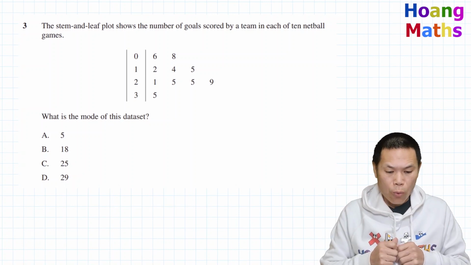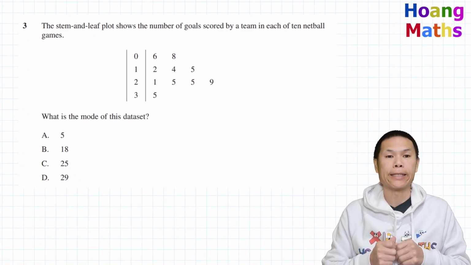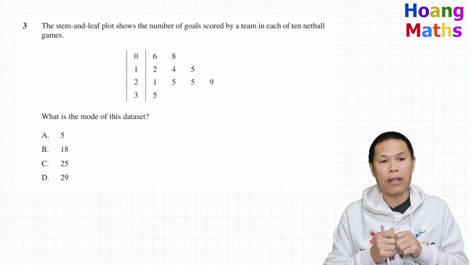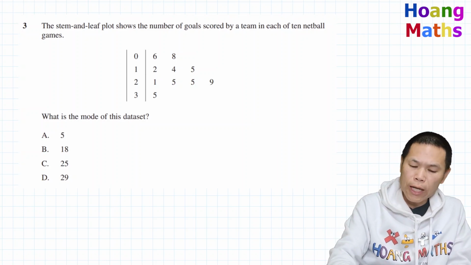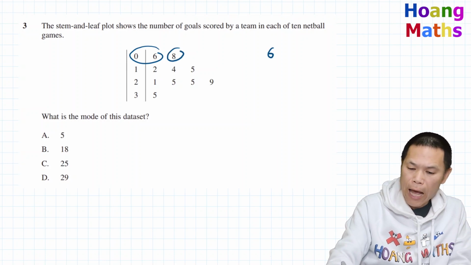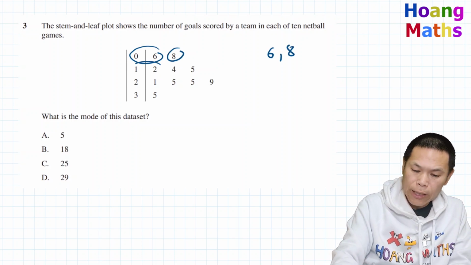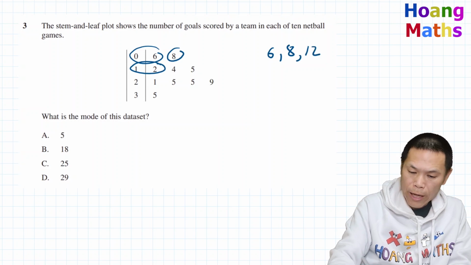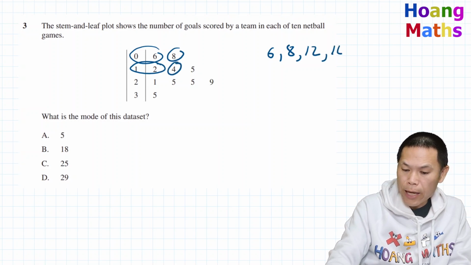Question 3. What is the mode of this data set? So remember, this is a stem and leaf plot. So we need to read it like this. Okay, this is 0, 6, so that is 6. And this is 8. And this is 12 and 14 and so on.